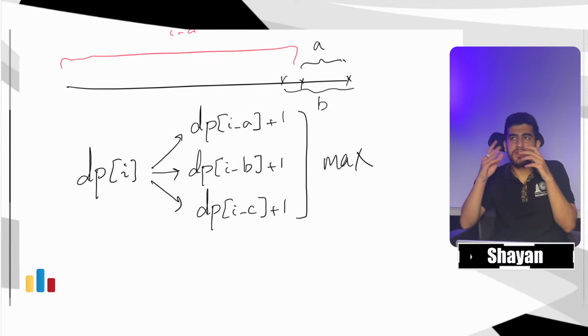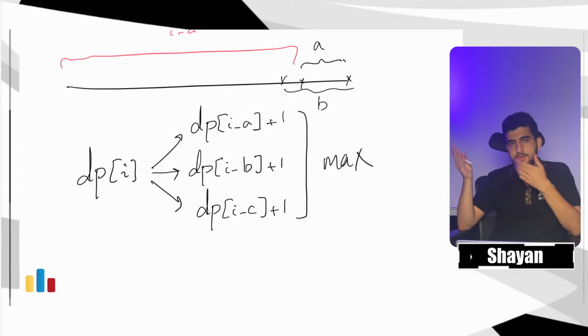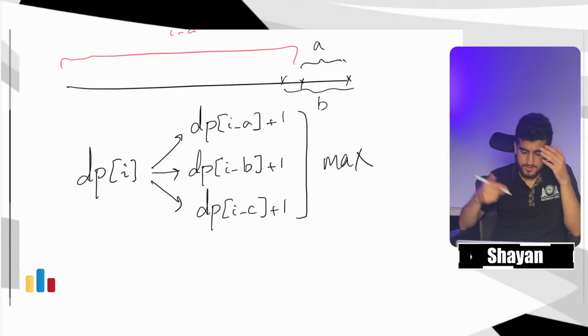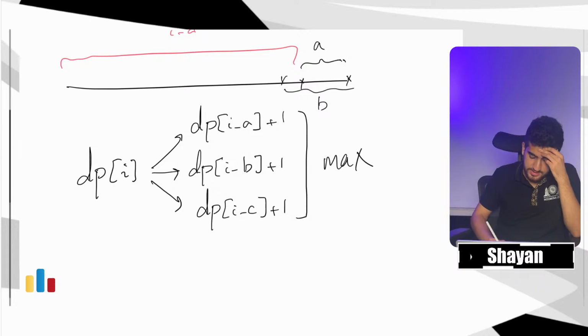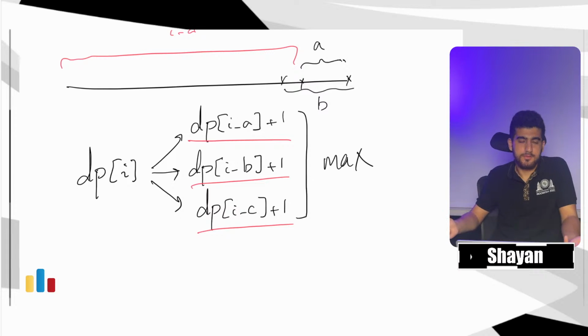So the first case is that my last piece is going to have length A. The second case is that my last piece is going to have length B or C. So we have these three cases, and we have to consider the maximum of these three cases because I want to maximize the number of ribbons. I know that in this case I'm going to have these many ribbon pieces. In this case I'm going to have these many, and in this case I'm going to have these many. So I will take the maximum possible one among them.